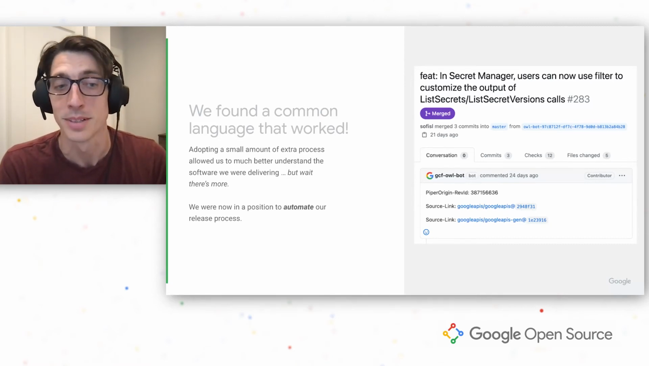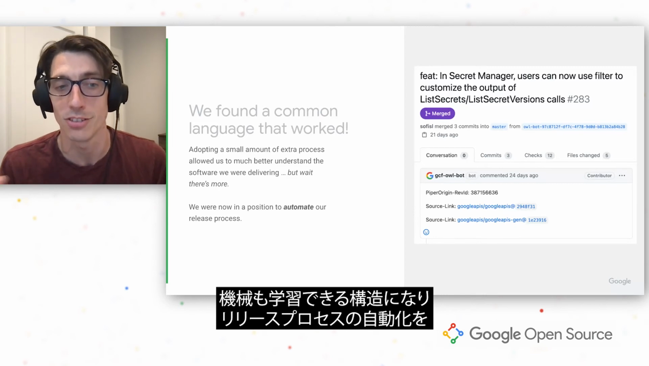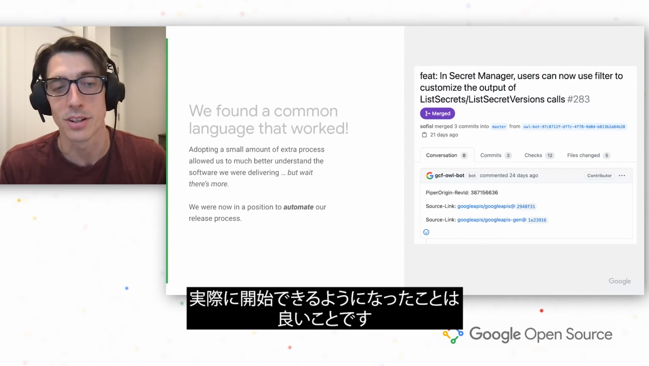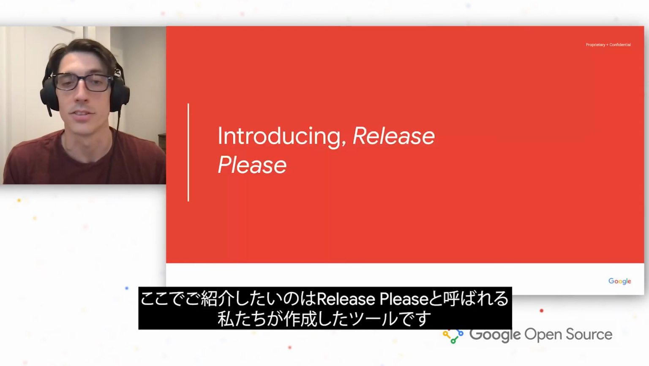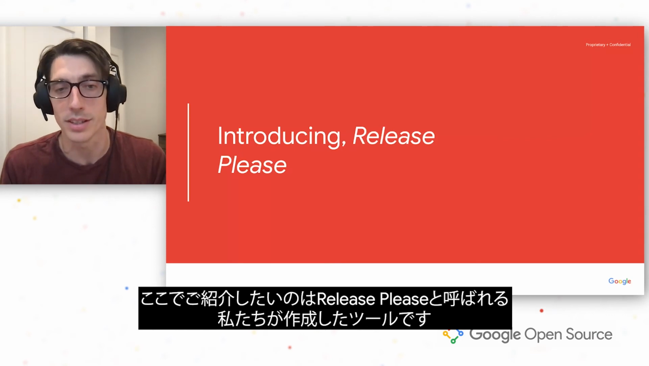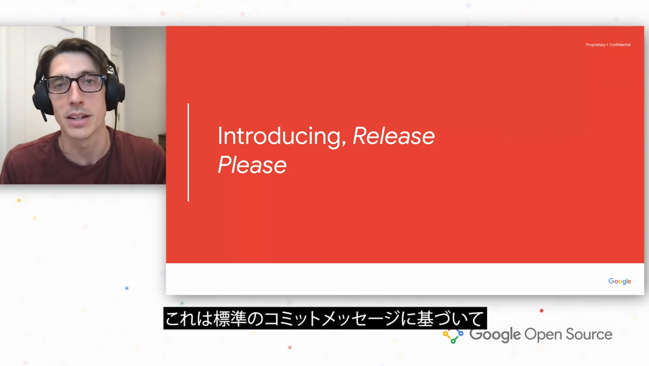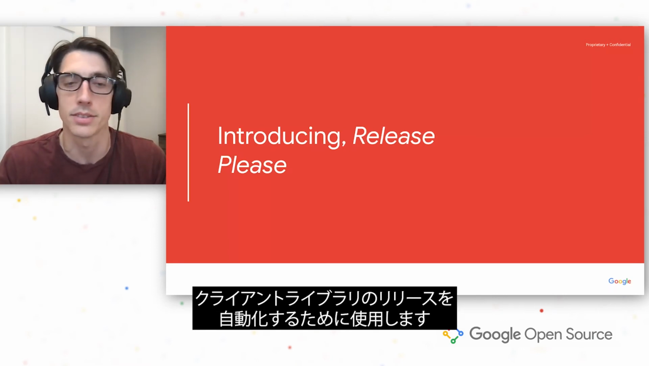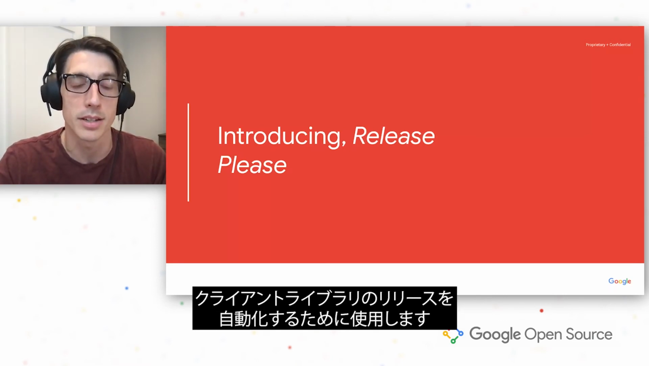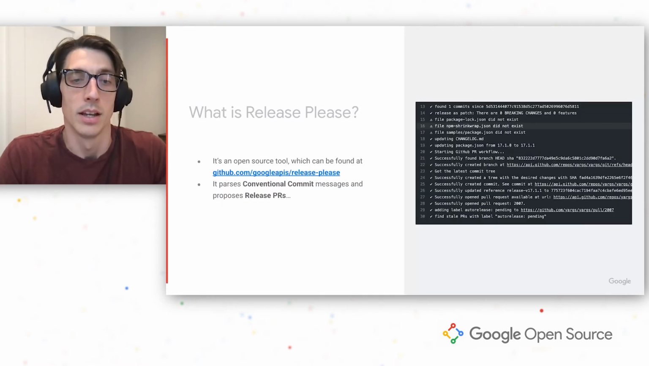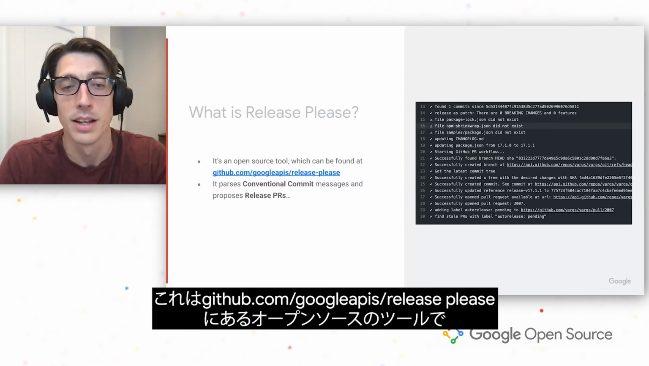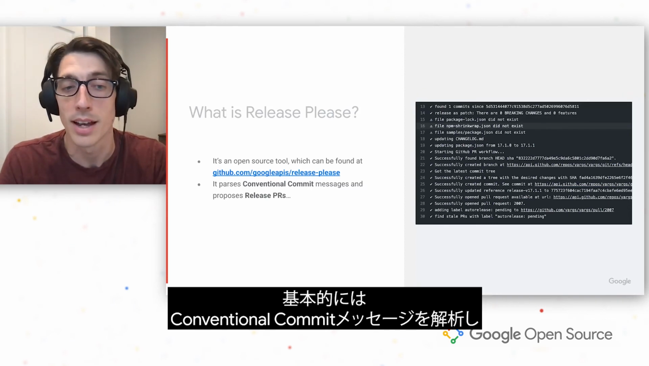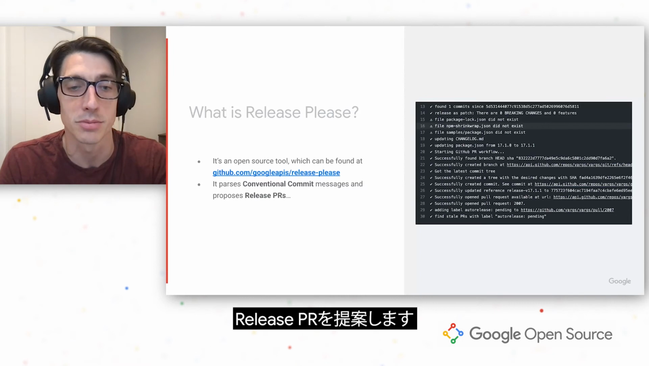But wait, there's more. The nice thing about this was we now had a structure that a machine could also learn, and we were in a position that we could actually start to automate our release process. So what I'd like to introduce to you now is the tool we wrote called Release Please, which is what we've been using to automate our client library releases based on these standard commit messages. So what is Release Please exactly? It's an open source tool that can be found at github.com/googleapis/release-please. And essentially, it parses conventional commit messages and proposes release PRs.